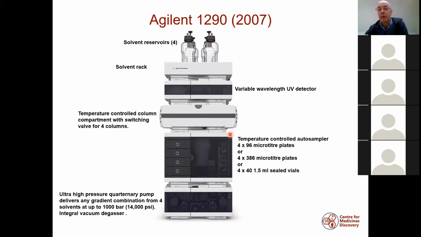This is the autosampler, and this has a capacity for a very large number of samples that can be chilled in automatic operation. And this is your pump. This is a UPLC pump, and this can operate up to 1000 bar.